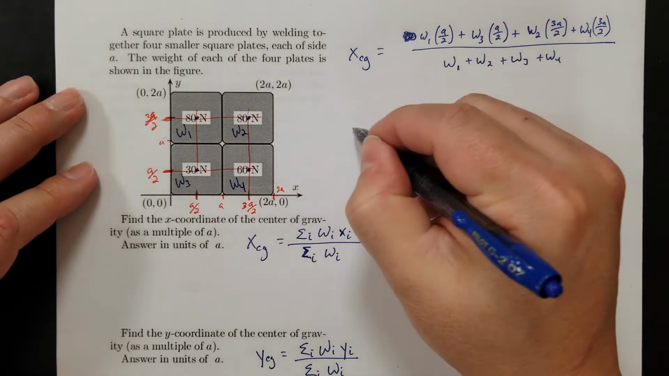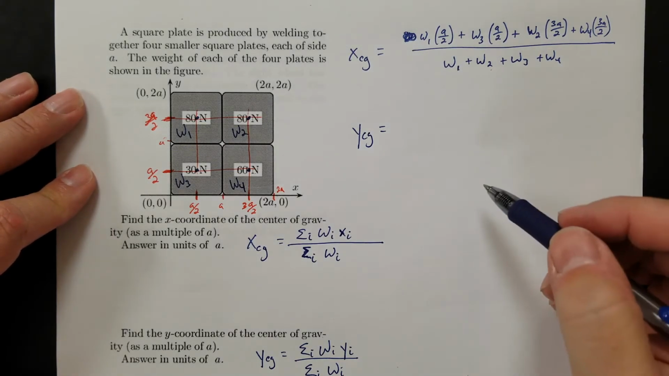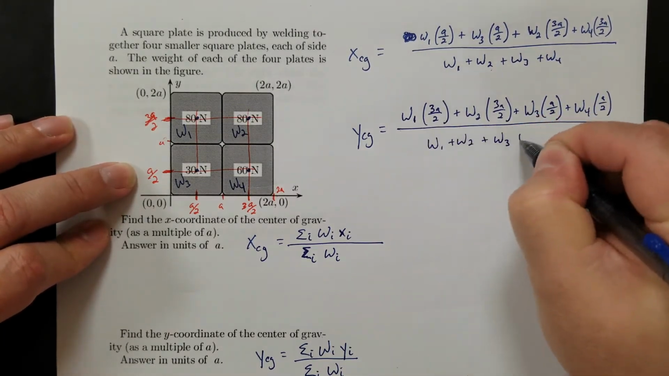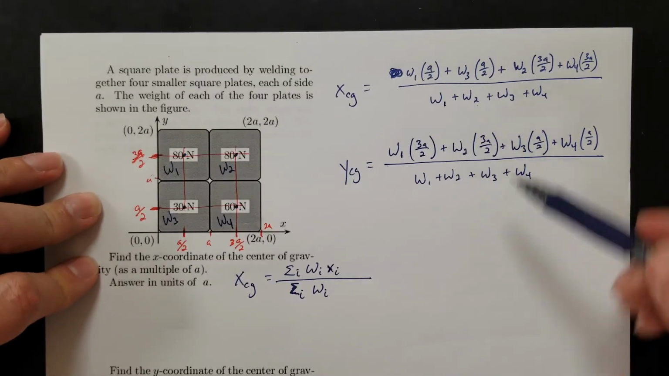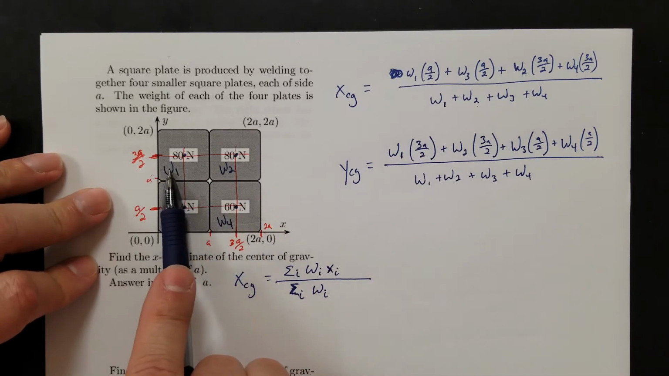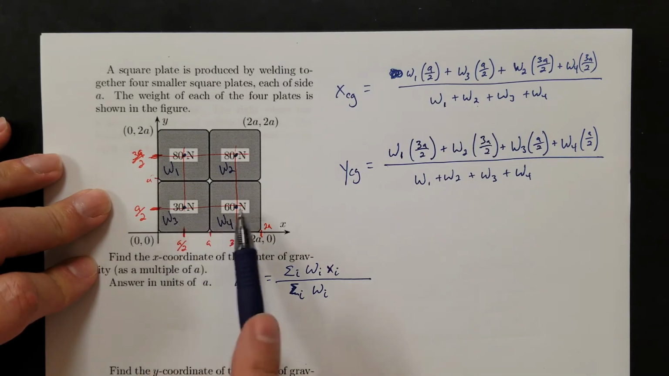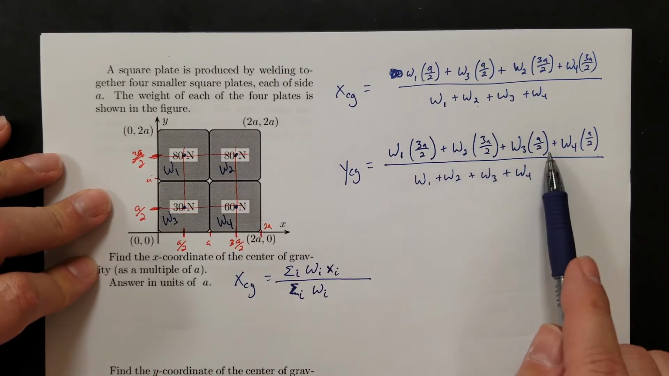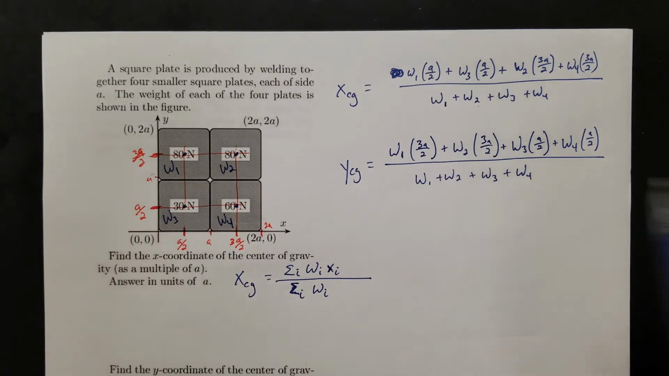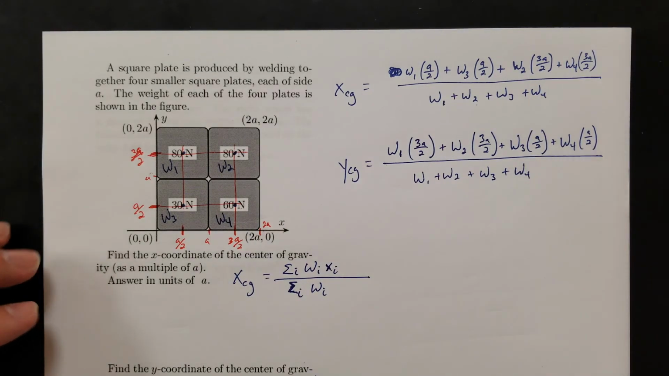So when I do my y center of gravity, we'll go through this real fast. I'm going to plug in my y values, and that's what y would look like. Notice it looks really similar to what the x looked like. The only difference is where the 3a's and the a's are. Now weight 1 and weight 2 are both at 3a over 2, and weight 3 and weight 4 are a over 2 away. So the component distance has changed, but the numbers haven't. If I wanted to solve the y component, I would just do that too, and when you get it, it's going to be some multiple of a.